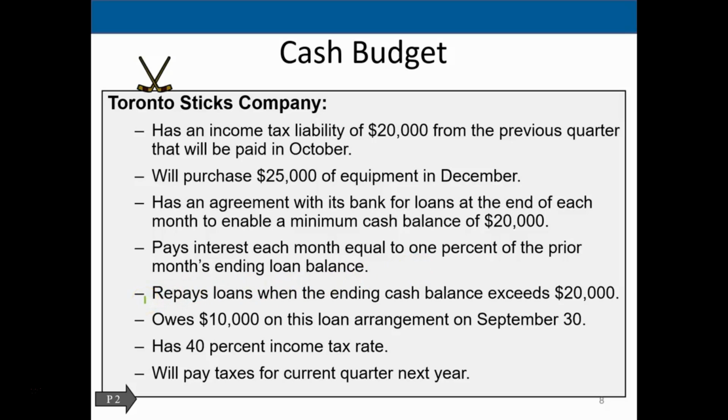Repays loans when the ending balance exceeds $20,000. So if the balance goes over $20,000, then we're over our safety net, and then we can pay off the loan if there's one outstanding at that point. Owes $10,000 on this loan arrangement as of September. So as of the end of last month, and we're going into October, we owe $10,000 for this short-term loan that we have done in the past in order to keep us at that $20,000 level. We have a tax rate of 40%. So any income that we generate, we're going to have to calculate the tax at 40%. We'll pay taxes for current quarter next year.